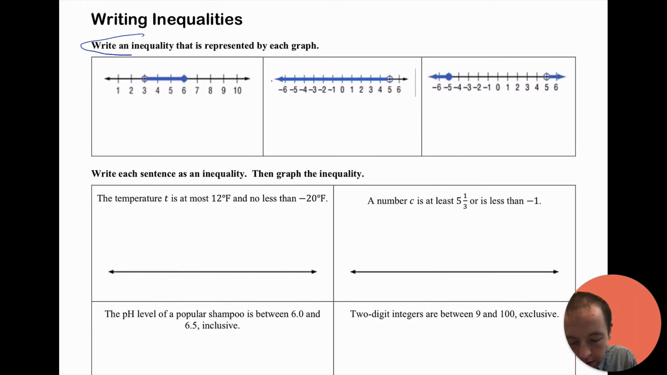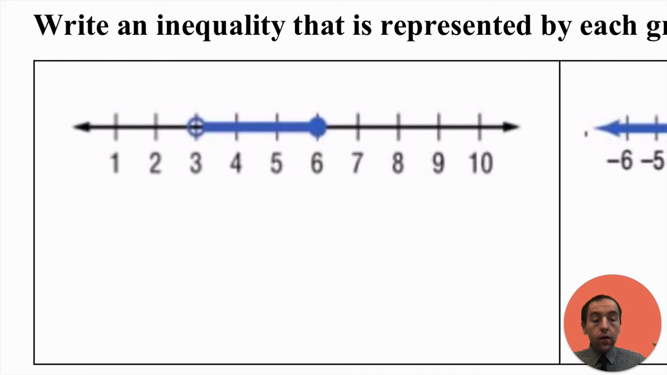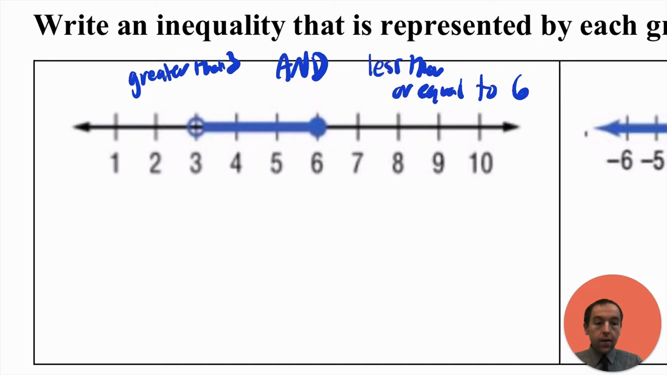We are instructed here to write an inequality that is represented in each particular graph. In the first graph, you're noticing that we have an interval between two different numbers. So really, we need to be greater than 3, but at the same time, so the word and, we also need to be less than or equal to 6, because it's got the closed dot. So we've got an and sort of statement.